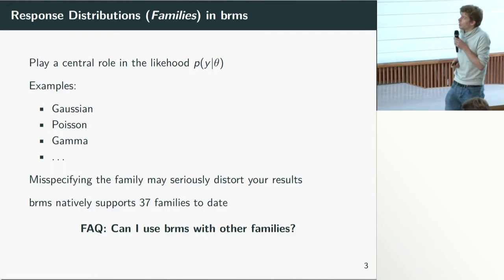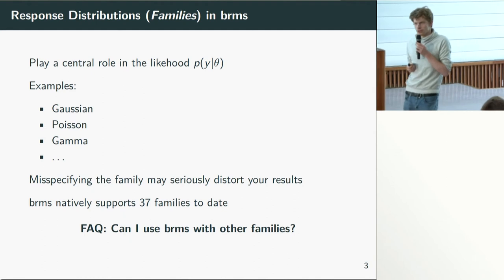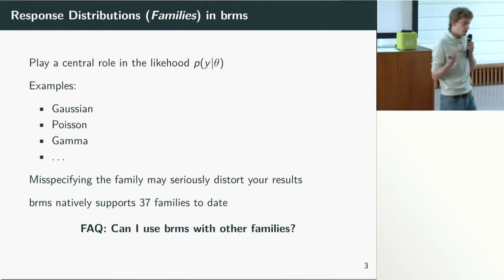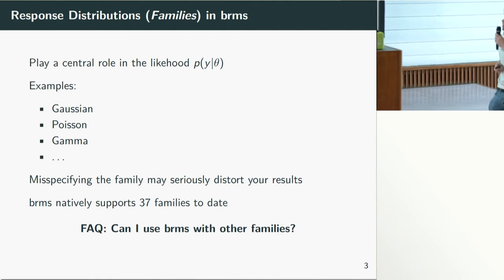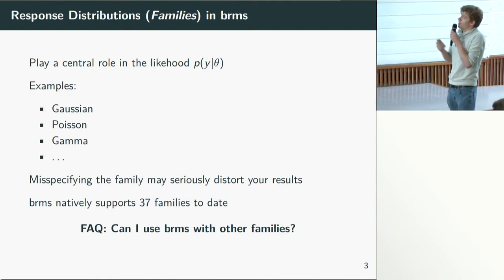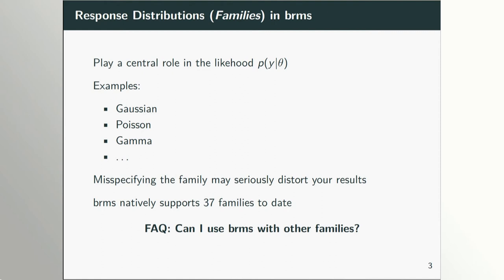Okay, so today I will talk about custom response distributions. But before we can talk about custom response distributions, what's a response distribution? That's basically the p in the likelihood, right? So p of y given theta, and the response distribution links the data, the response, to our parameters. In R they're called families, so families of distributions. And there are lots and lots of those distributions. For instance, some basic ones are Gaussian, Poisson, or gamma. Those are perhaps the most common ones, or binomial, perhaps.